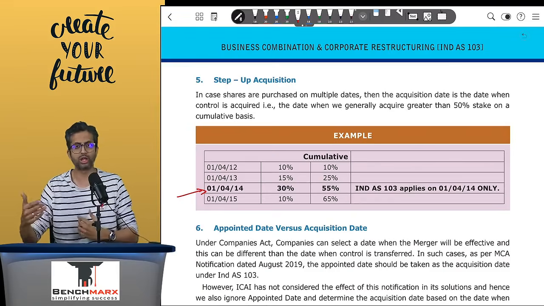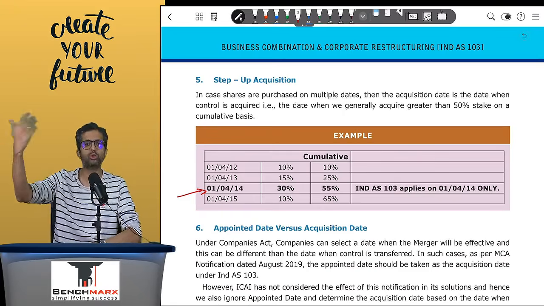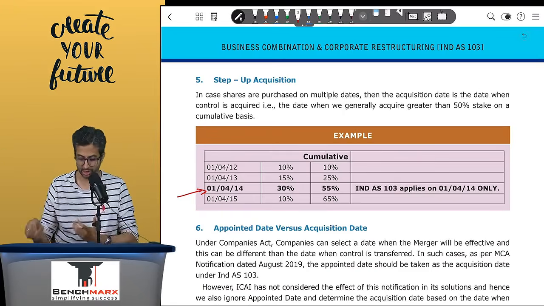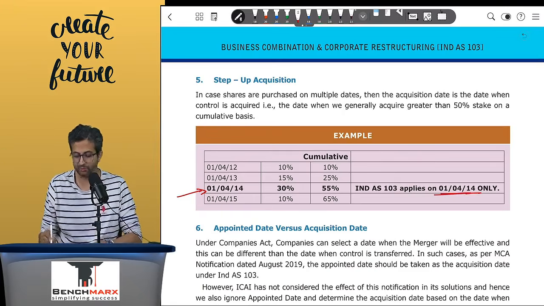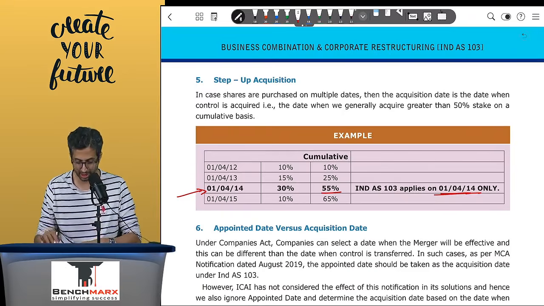Beyond that, you might acquire another 10% stake, but that is an additional stake purchase post control, in which case you will do the separate guidance under consolidation for this. So 103 will apply on 1st of April 2014. That is the date when control is obtained with the 55% stake.